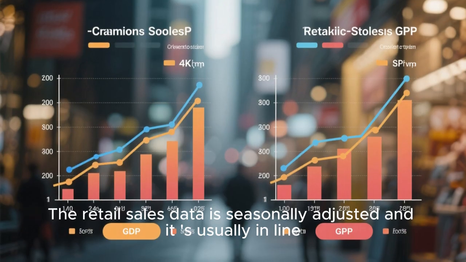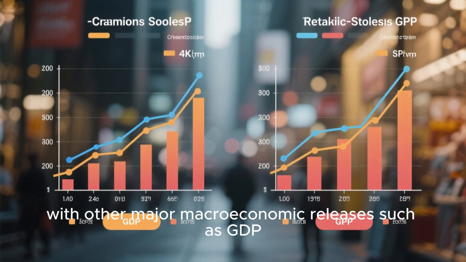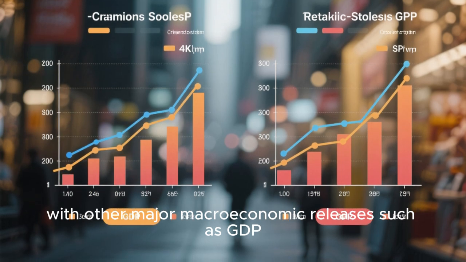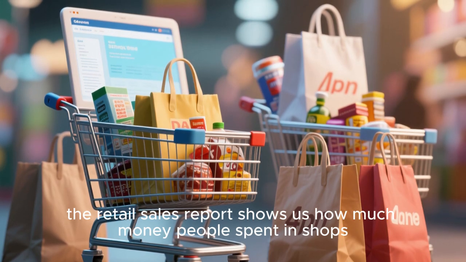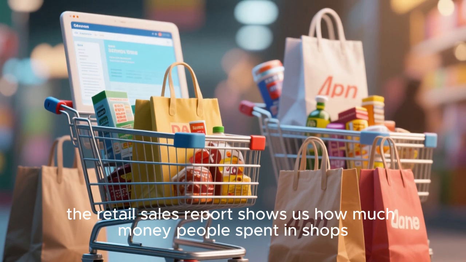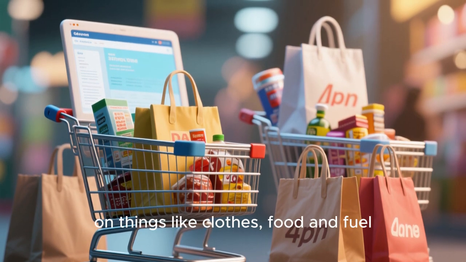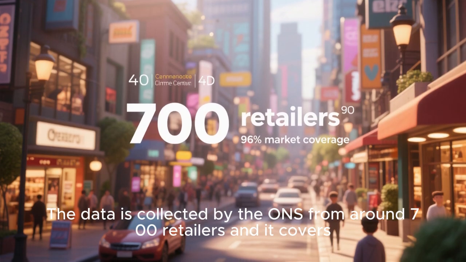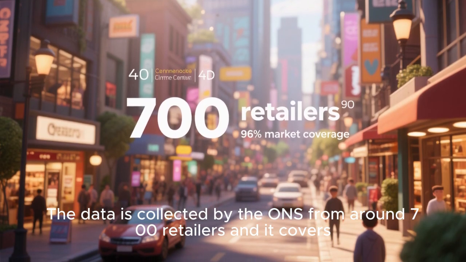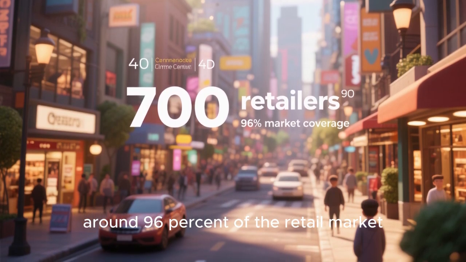The retail sales data is seasonally adjusted, and it is usually in line with other major macroeconomic releases such as GDP. In simple terms, the retail sales report shows us how much money people spent in shops, both in person and online, on things like clothes, food, and fuel. The data is collected by the ONS from around 700 retailers, and it covers around 96% of the retail market.